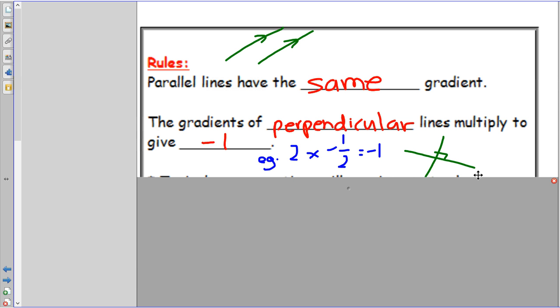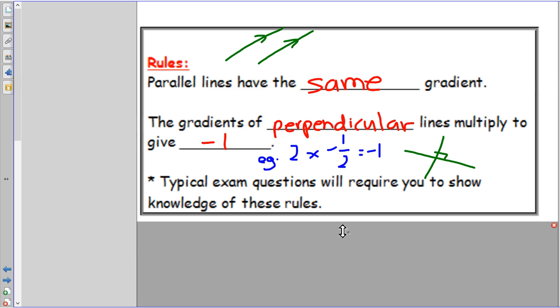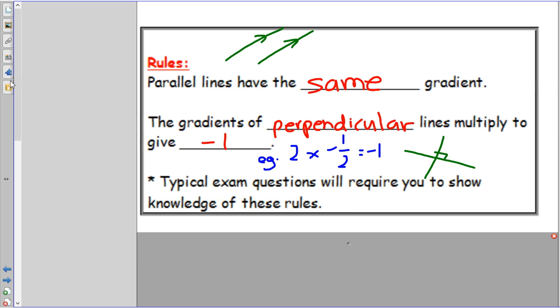Parallel lines have the same gradient. Perpendicular lines, their gradients multiply to give -1. Typical exam questions require you to show knowledge of these rules. So that could be possible. For example, you might be asked to show that these 2 lines are perpendicular, and maybe you were given their equations.